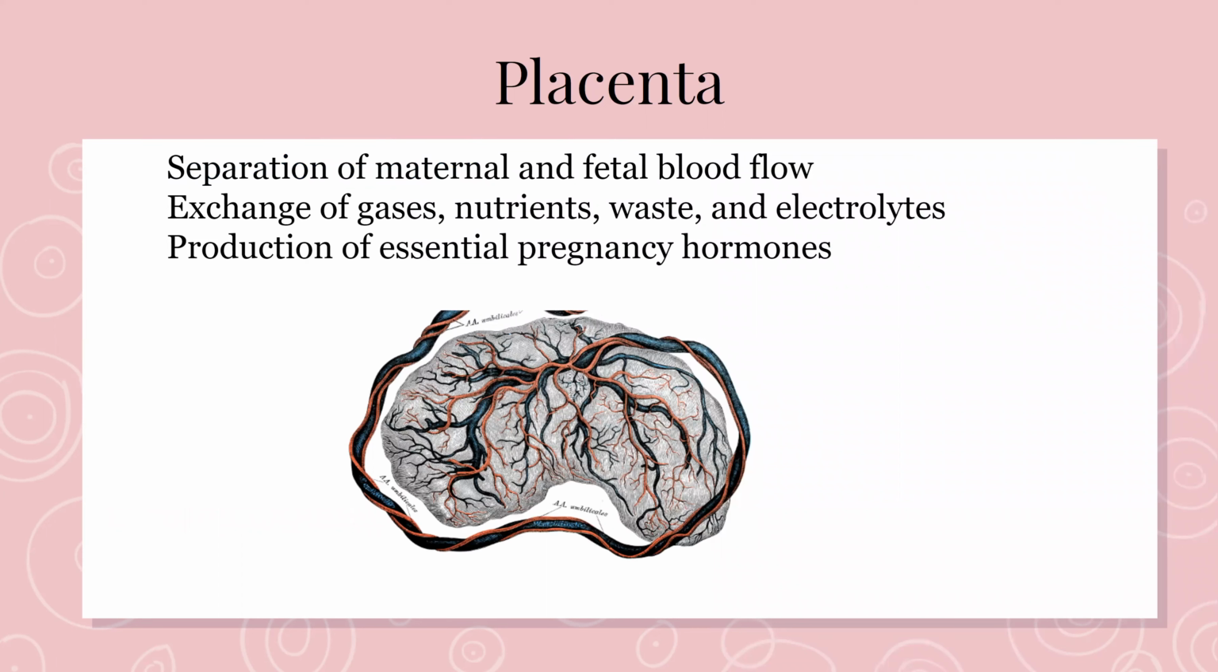Placenta. The placenta is a really, really important organ, and we're just learning things about it fairly recently. It helps separate the maternal and fetal blood flow, although now we know that there's some mixing. This is where the exchange of gas, nutrients, waste and electrolytes occurs. And this is also where the production of essential pregnancy hormones takes place. So this is really, really important.